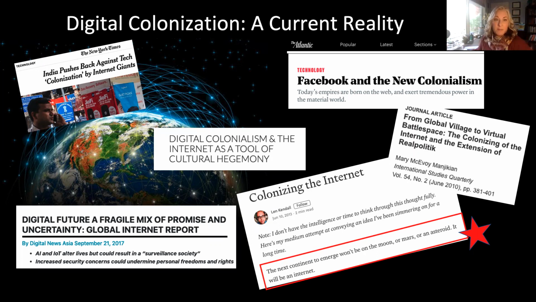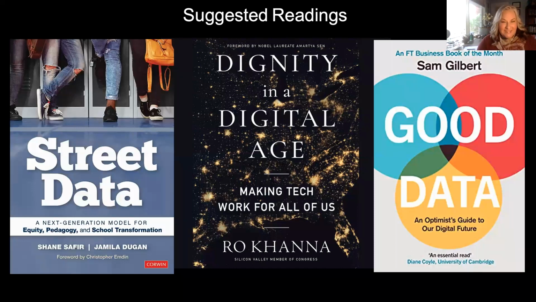In relation to this idea of digital colonialism, I am going to recommend today 3 excellent books that are very recent. So Dignity in a Digital Age, by Ro Khanna, who is a Silicon Valley member of Congress now. Street Data: The Next Generation Model for Equity, Pedagogy, and School Transformation. Amazing book. And then Good Data, this idea of social data and transformation. So these 3 readings are directly related to this idea of digital colonialism and dignity in digital environments, including equity, inclusion, and diversity.